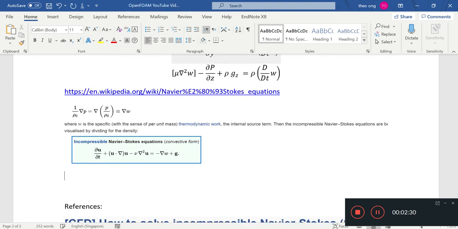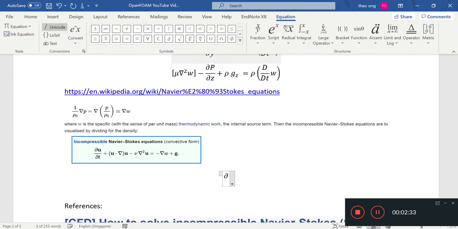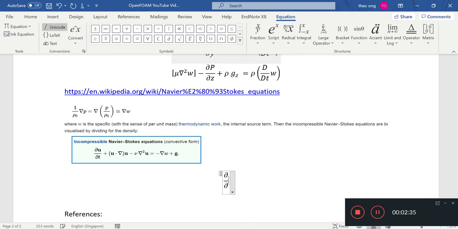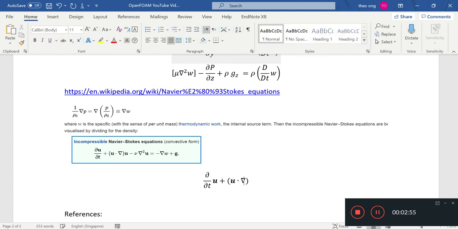All right. So I'm going to write that down: partial t of u, plus u dot nabla u. So this is the convective term, minus nu nabla squared u equals minus nabla w plus g.